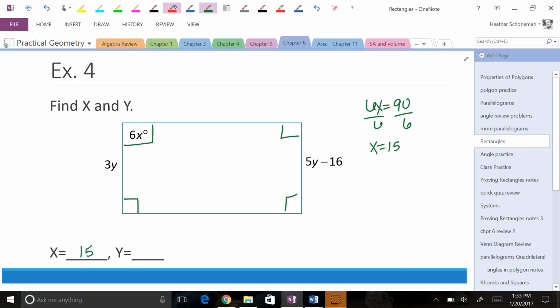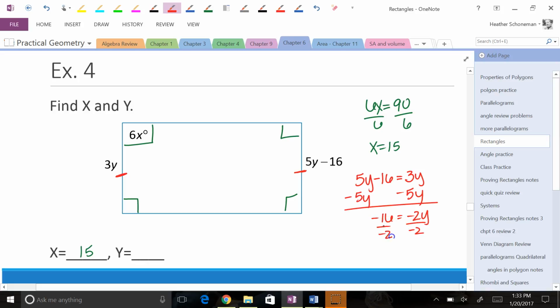Y is on sides. A rectangle is a parallelogram, so opposite sides are congruent. That means 5y minus 16 equals 3y. So I'll subtract 5y from both sides, so I get negative 16 equals negative 2y. When we divide by negative 2, y equals positive 8.